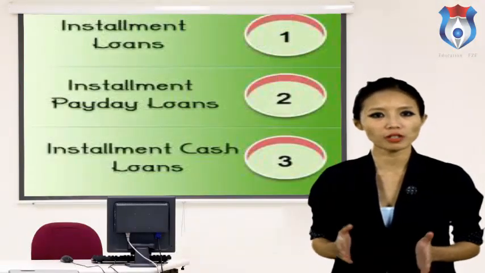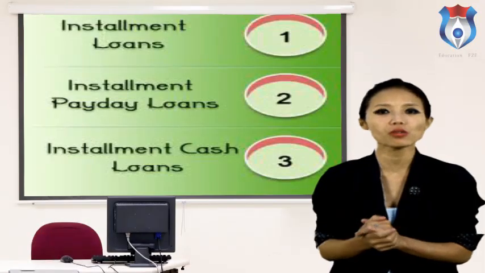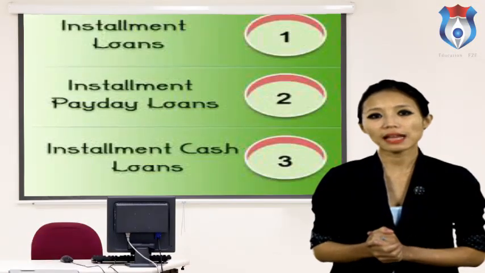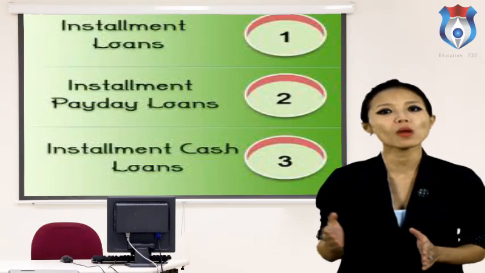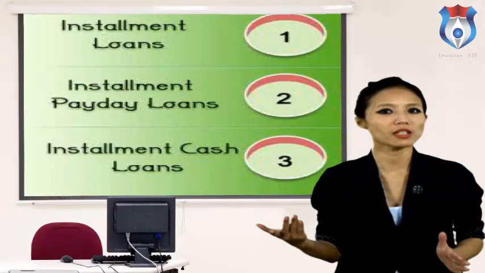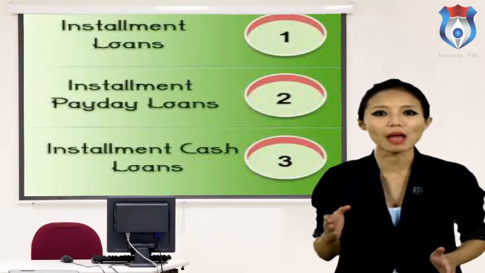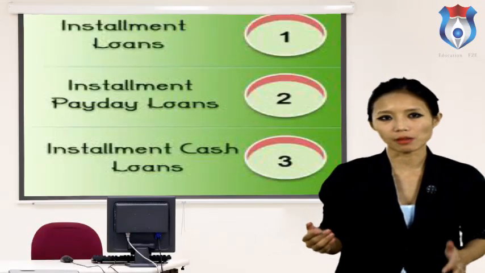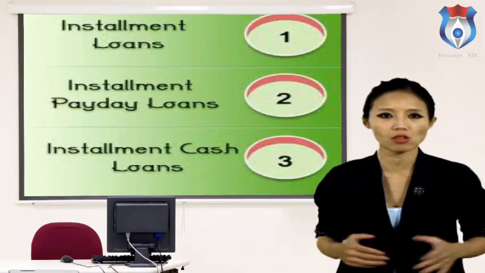Installment credit. Installment credit is nowadays a popular source of finance for consumer goods like television and refrigerator, as well as for industrial goods. We might be aware of this system. Only a small amount of money is paid at the time of delivery of such articles. The balance is paid in a number of installments.